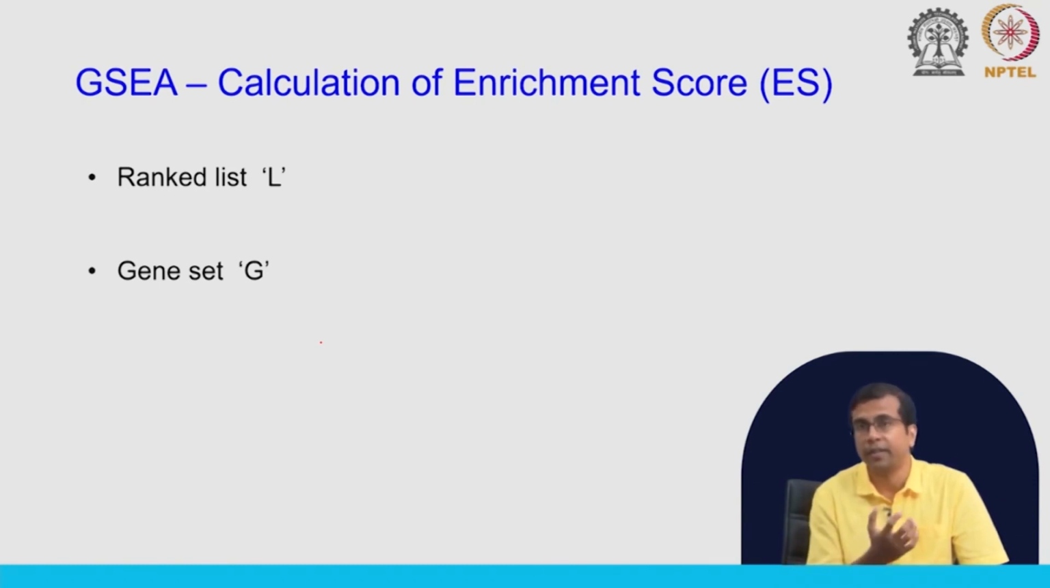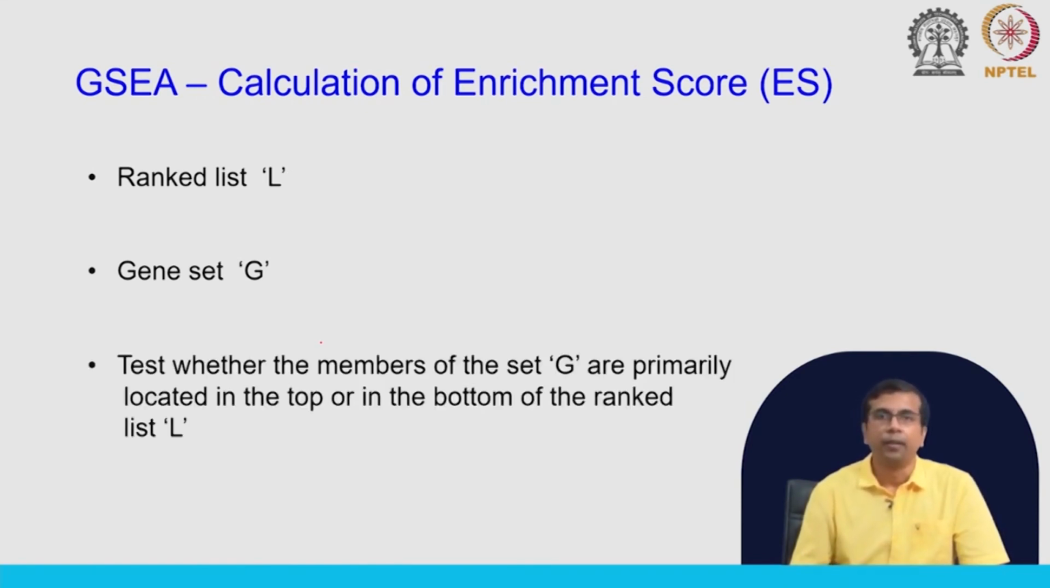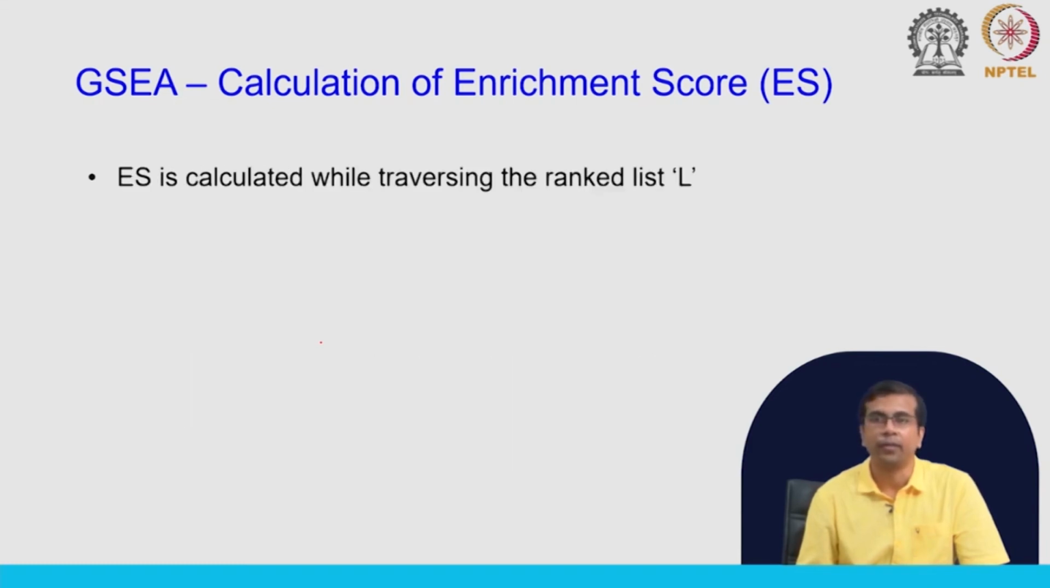So, why the top part? Because again this is a rank list. So, the top genes are very interesting because they are probably showing the most differential expression. So, if these gene sets are overrepresented at the top, this means these are probably associated with the differential expression and they have some important biological consequence. Okay. So, this method, as I mentioned, tests whether members of set G are primarily located in the top or in the bottom of the rank list, and that is what will give us more insights into the biology of the system. Okay. So, how does this method calculate this ES score?